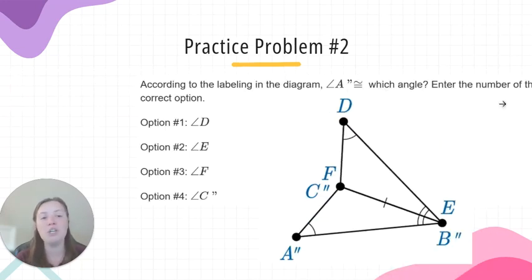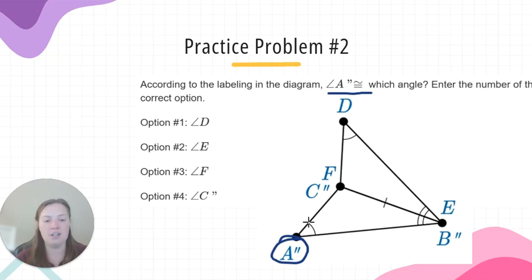Practice problem number 2. According to the labeling in the diagram, angle A is congruent to which one of these angles? And it's A double prime, I should say. So this one right here, angle A double prime, what angle is it congruent to? Is it congruent to D, E, F, or C double prime?